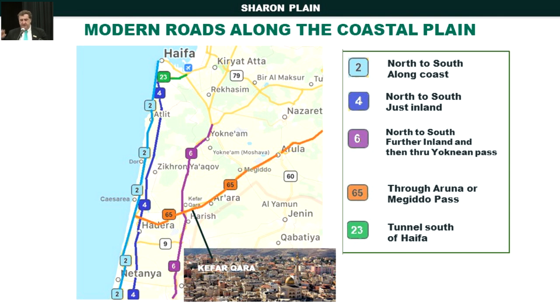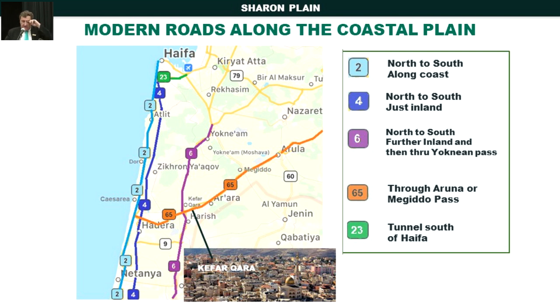And it then bends east to go through the Yokneam Pass, which is further north of the other major pass that goes through the Carmel Range. Now, that other pass, the Aruna or Megiddo Pass, is traversed by Highway 65, which splits off from Highway 2 a little south of Caesarea. And it goes through the pass and then continues through the middle of the Jezreel Valley, then passing below Nazareth and the Mount of Precipice.